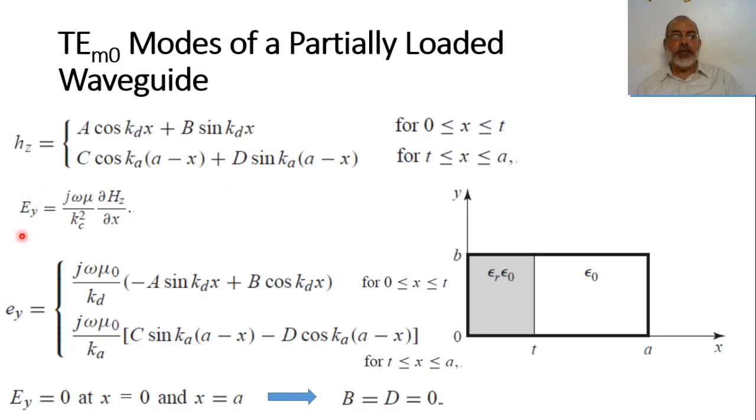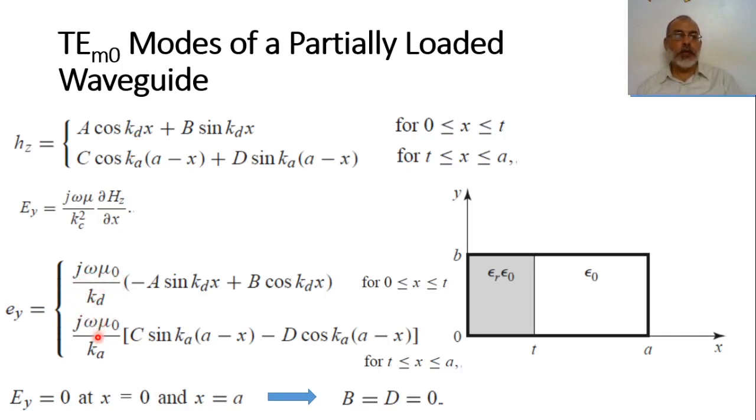So the electric field Ey in terms of Hz is j omega mu over kc squared times partial Hz by partial x. So it would be j omega mu over kc squared. Here kc would be kd or ka. Partial Hz would be, this cosine would be minus sine and this sine would be plus cosine, and we have kd, and we have kd squared, so it would be kd in the denominator.